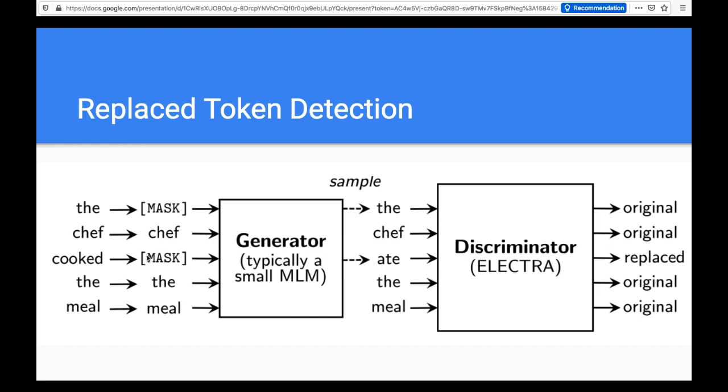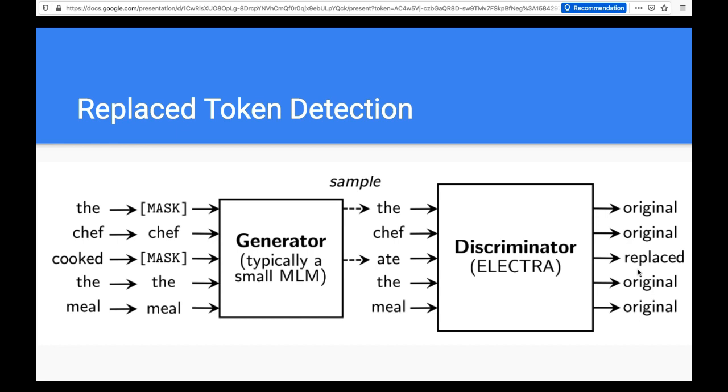And in this example, "ate" got changed, it's different from the original input. So the discriminator predicts, oh yeah, this "ate" got replaced. It's a replaced token, and this prediction is correct. So you can get the idea. The discriminator is in charge of predicting whether each token is original or replaced. Basically, it's just binary classification, and it's very different from the way BERT works.